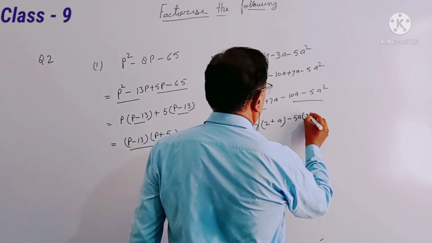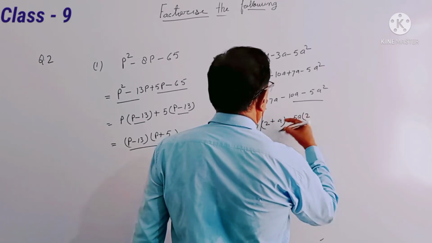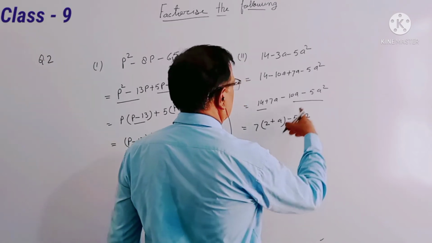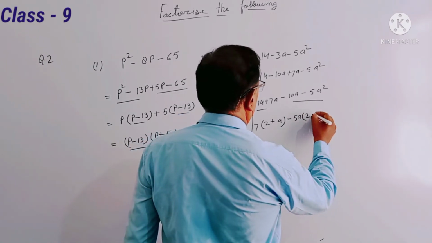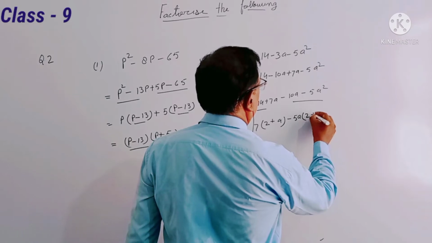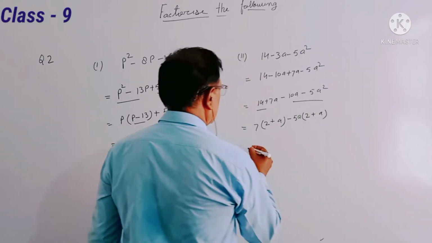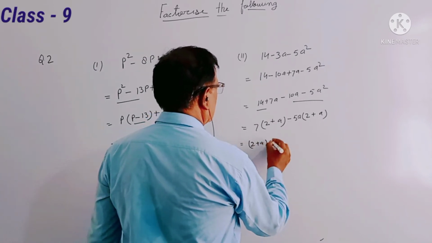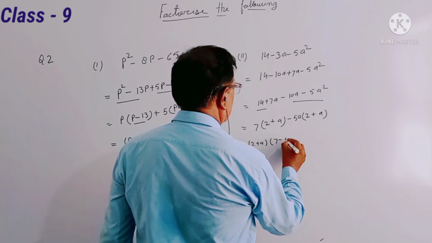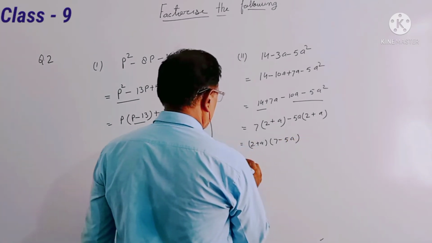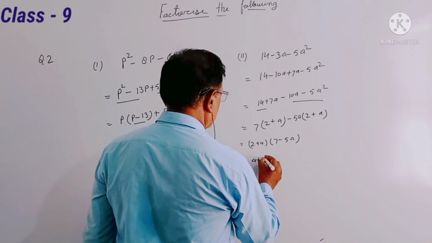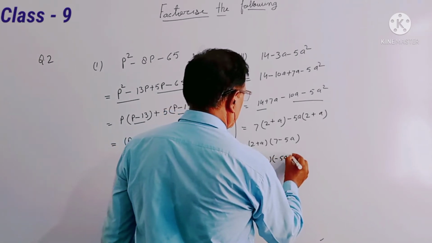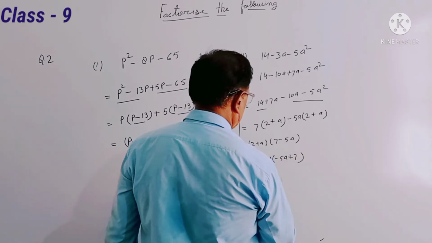Now 5 times 2 is 10. 2 minus. Now because we have taken minus sign common, here we change the sign. Then 5 times a is 5a. Now we see in the bracket 2 plus a is common. Now here is 7 minus 5a, or we can write a plus 2 and 7 minus 5a. This way also we can write.